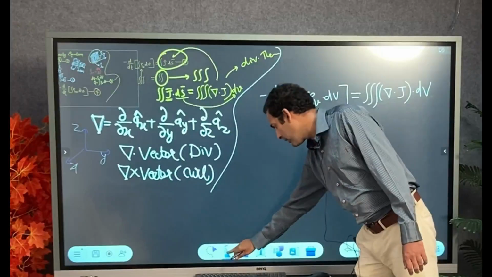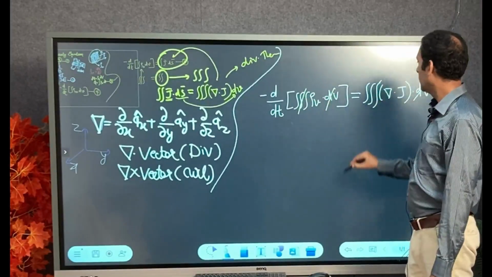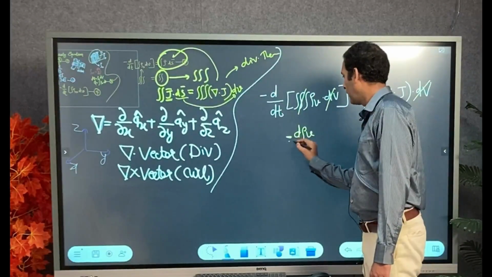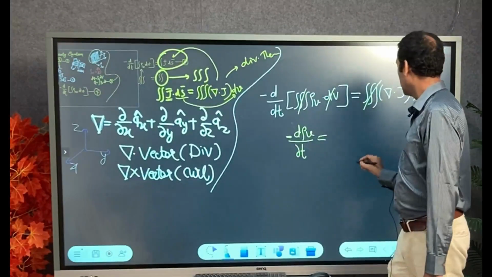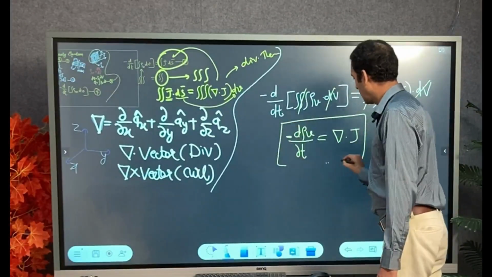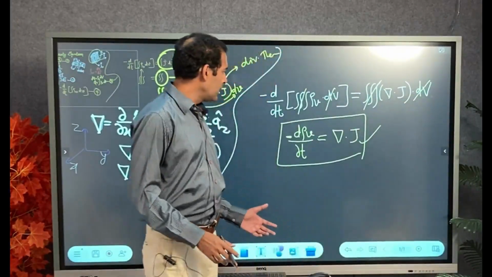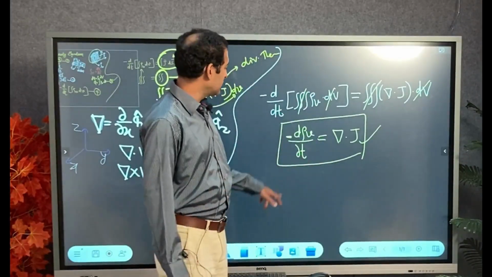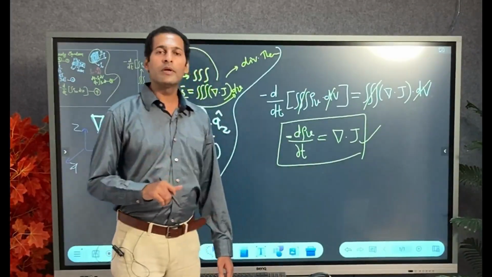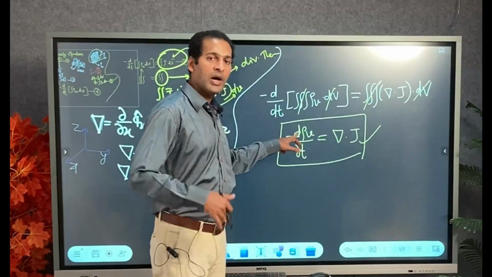Now if we equate these two equations, let us cancel out this volume, this triple integral. What terms will be remaining? The remaining term will be minus dou rho v by dou t is equal to del dot J. This is nothing but the continuity equation. Now if you observe, this expression is nothing but the divergence of current density going in all directions, which is directly related with the volume charge density present in that volume in a given time. It is nothing but the expression of current also. Current is charge per time. Here the divergence of current density is nothing but charge density per time.